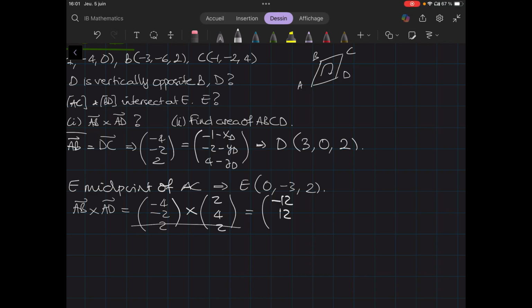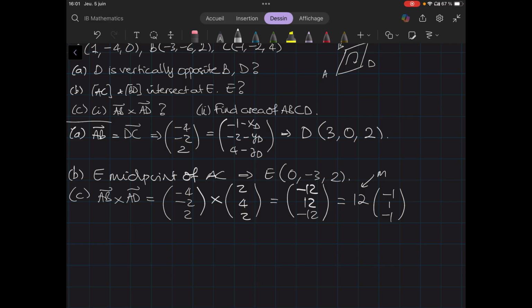Cover the third row, we will get -4 times 4 minus -2 times 2. Just -16 plus 4, or -12. And we can take the 12 out. That would give us 12 times -1, 1, and -1. Thus, M is 12.